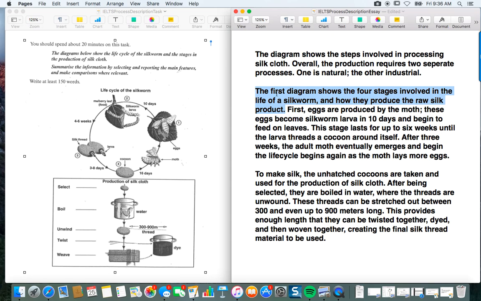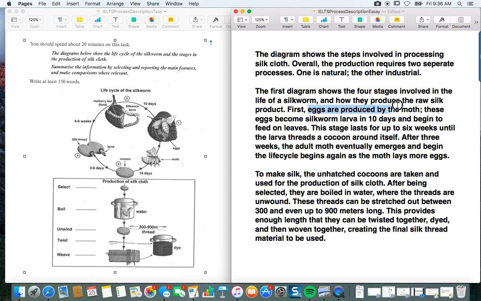Remember, your first sentence should be overall. The first sentence tells me the whole paragraph. Don't just say first eggs. Don't start with this. First eggs are produced by the moth. Don't do that. Say, the first diagram shows. That's your first paragraph. Then you go here, connector.